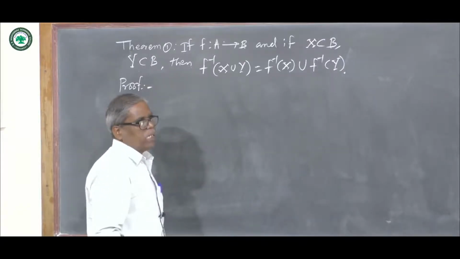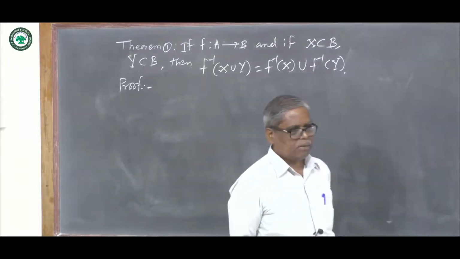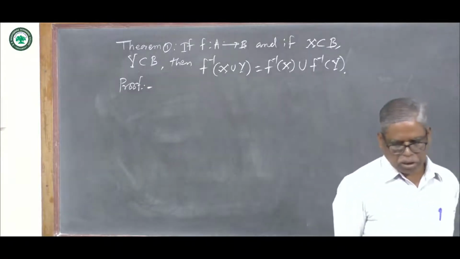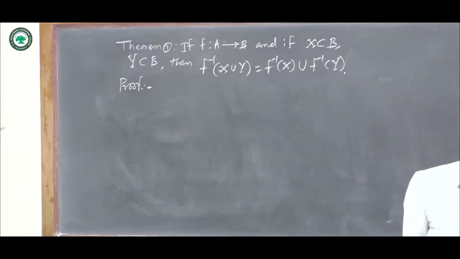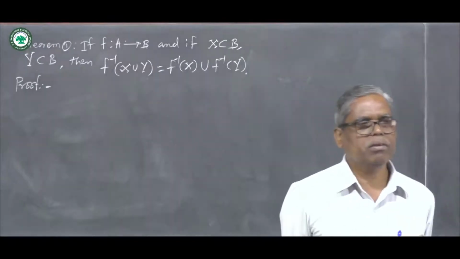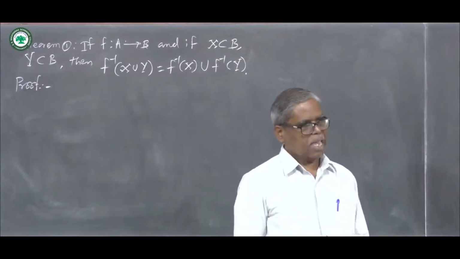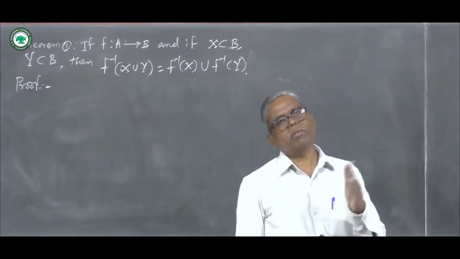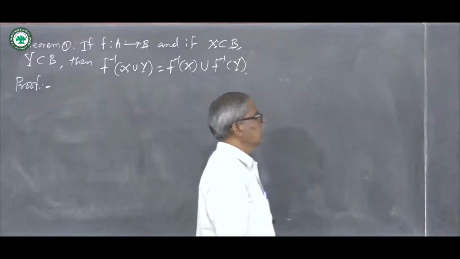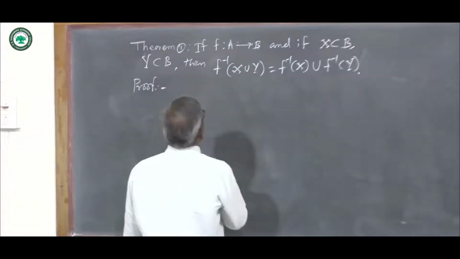A is equal to B. The set A is said to be equal to B if A is a subset of B and B is a subset of A. A equals B means A is a subset of B and B is a subset of A, if and only if A is equal to B.